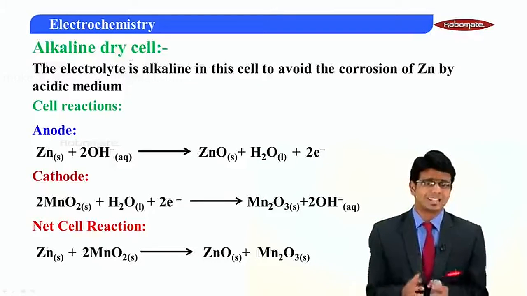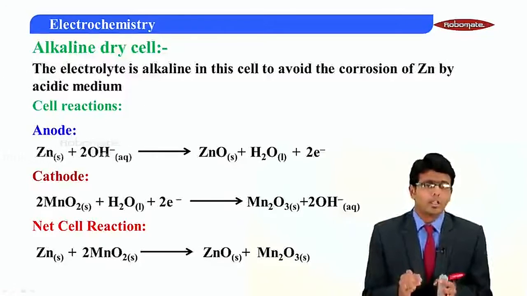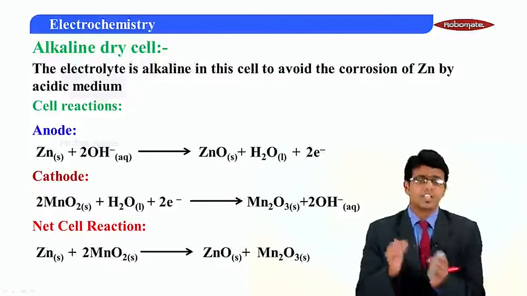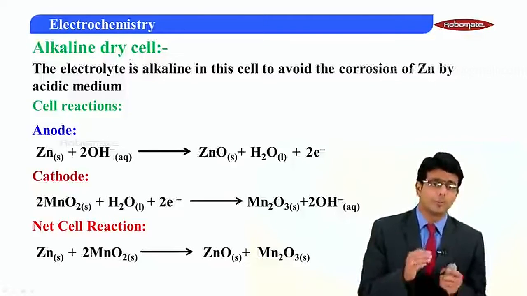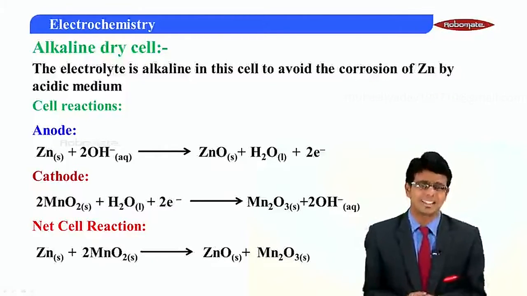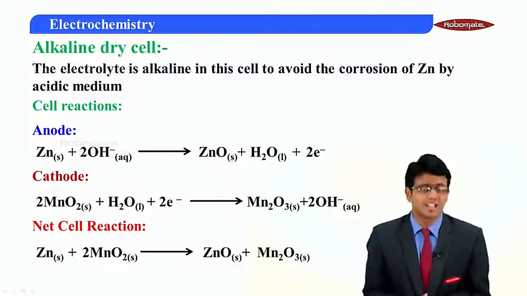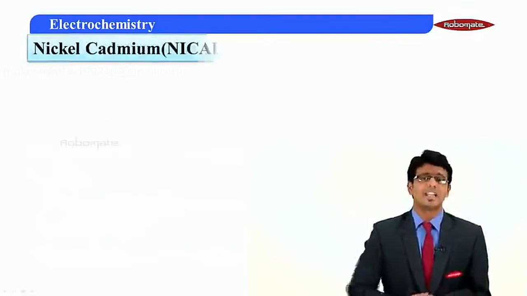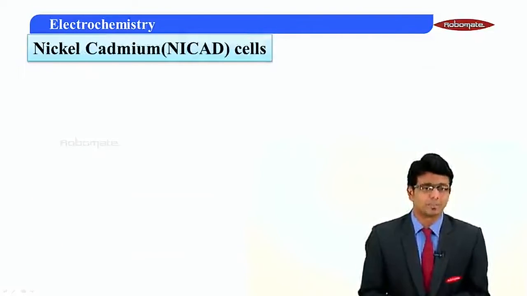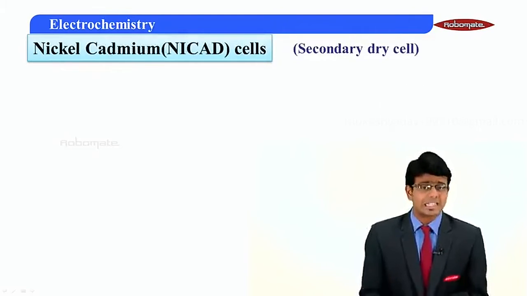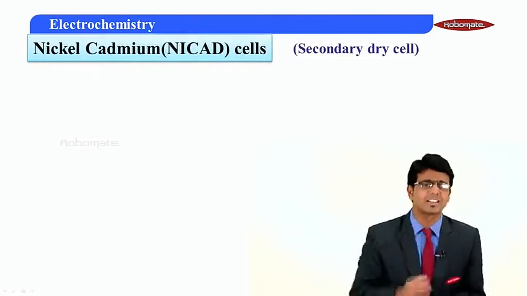So the scientists, they thought upon the materials which are used in the dry cell so that the dry cell could be recharged, alright? So it could be made to behave as secondary cell. And they were successful in making one such cell, which we call nickel cadmium cells, famously known as NiCad cells, alright? It is an example of a secondary dry cell.